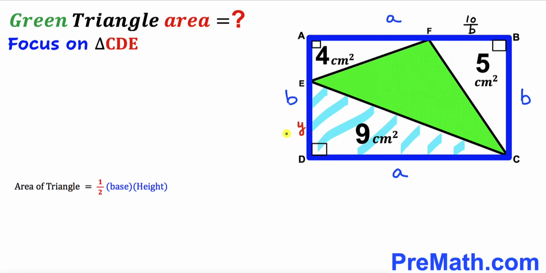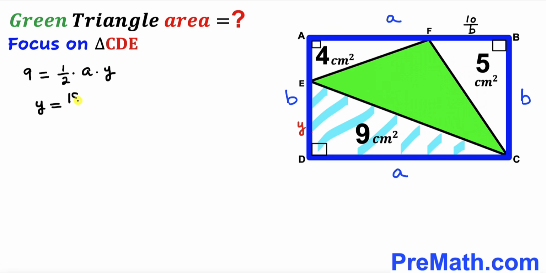Now we are going to focus on this other right triangle CDE. We are going to use the very same area of a triangle formula once again. Here our base is lowercase a, height is y, and the area is 9. So we could write 9 equals 1 divided by 2 times base a times height y. If we simplify, y is going to be equal to 18 divided by a. So this y, we could replace with 18 divided by lowercase a.